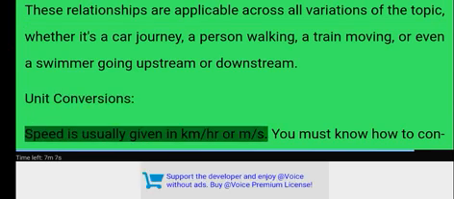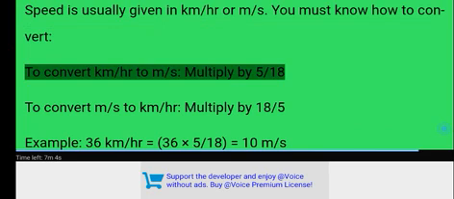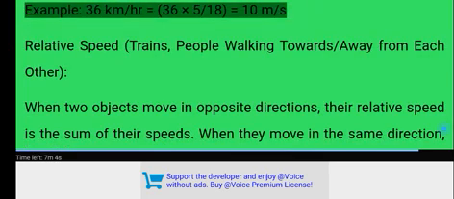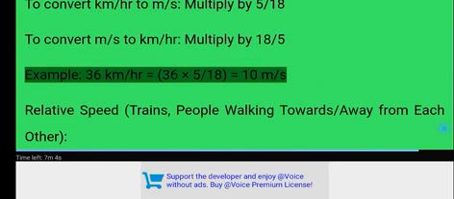Unit conversions. Speed is usually given in kilometers per hour or meters per second. You must know how to convert. To convert kilometers per hour to meters per second, multiply by 5/18. To convert meters per second to kilometers per hour, multiply by 18/5. Example, 36 kilometers per hour equals 36 times 5/18 equals 10 meters per second.